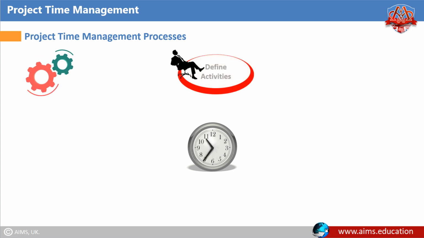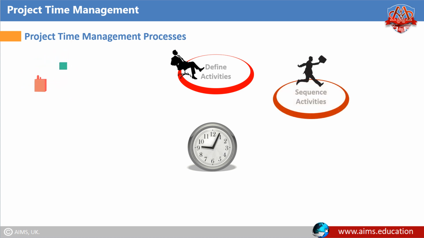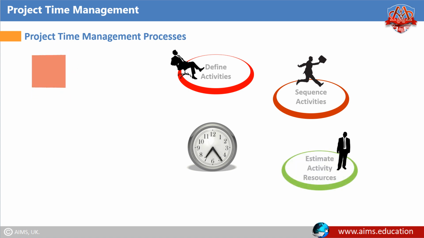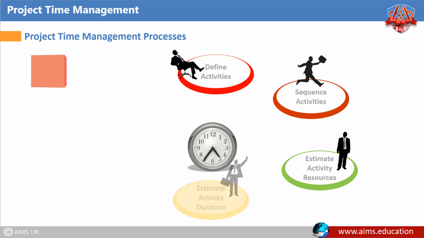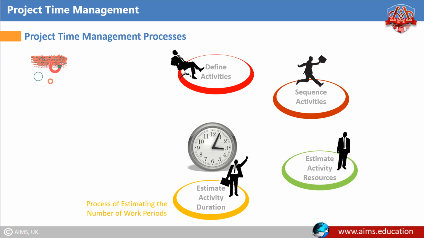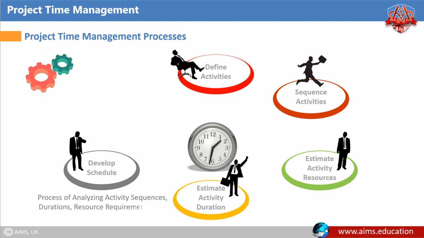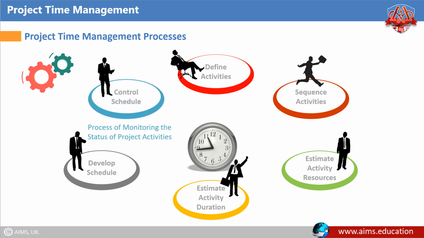Define activities. The process of identifying and documenting the specific actions. Sequence activities. The process of identifying and documenting relationships. Estimate activity resources. The process of estimating the type and quantities of material, human resources, equipment, or supplies. Estimate activity durations. The process of estimating the number of work periods. Develop schedule. The process of analyzing activity sequences, durations, resource requirements, and schedule constraints. And control schedule. The process of monitoring the status of project activities.